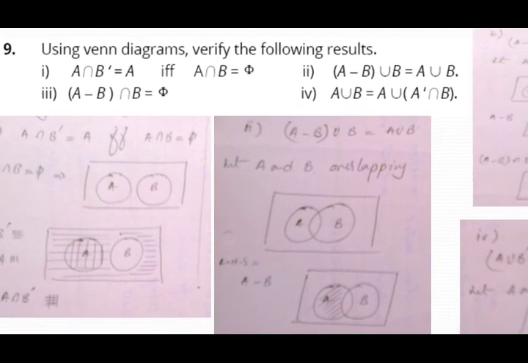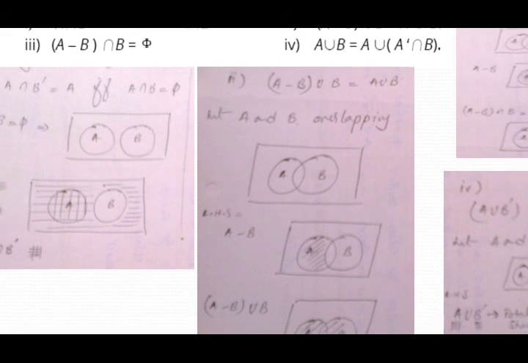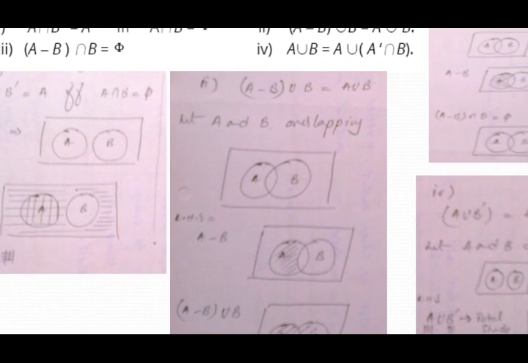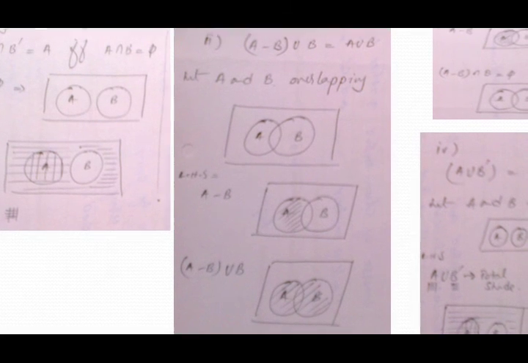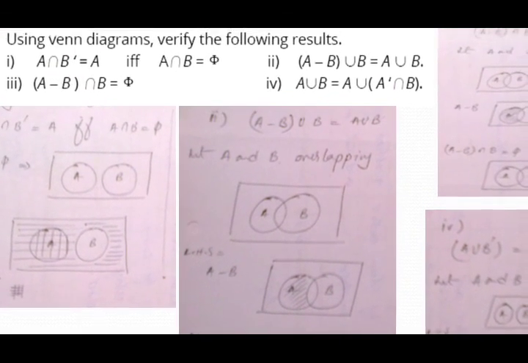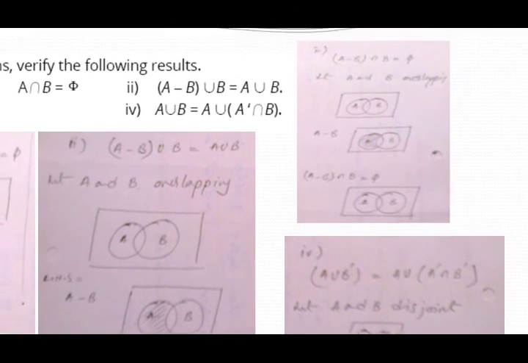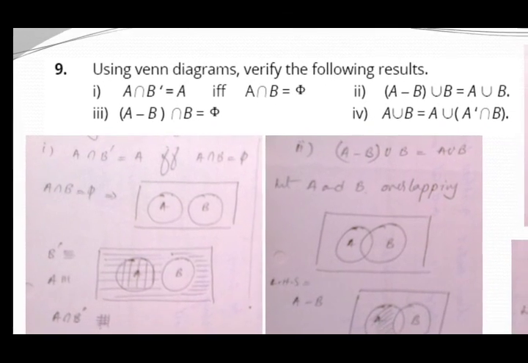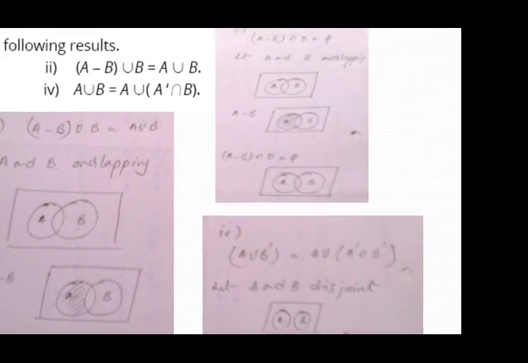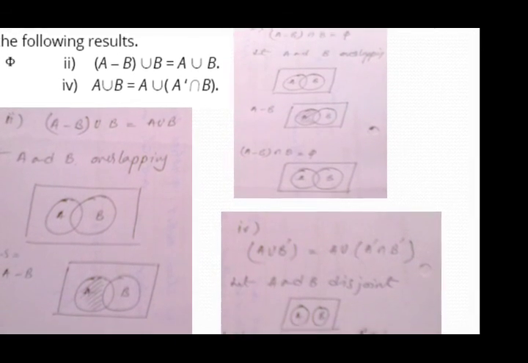In the second part, we take overlapping sets. A minus B means we shade A, not B, and its union with B, then all the circles, it becomes A union B. In the third part, A minus B intersection B is equal to empty. If we take this A minus B, we shade A, not B, then its intersection with B, no element is in common, it means it is empty.